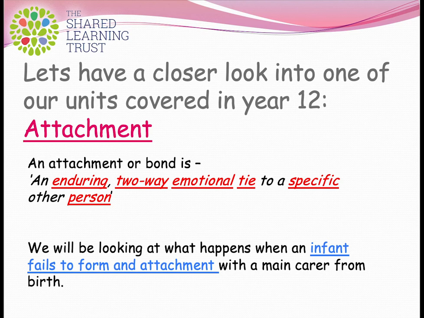So let's have a closer look at one of our units we cover in Year 12, attachment. An attachment or a bond is an enduring two-way emotional tie to a specific other person. We will be looking at what happens to an infant when they fail to form an attachment with their main carer.